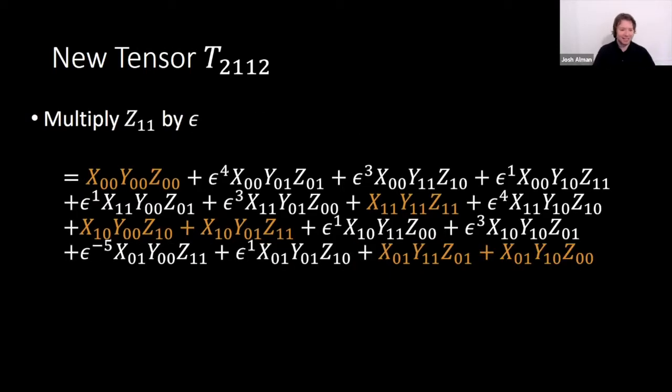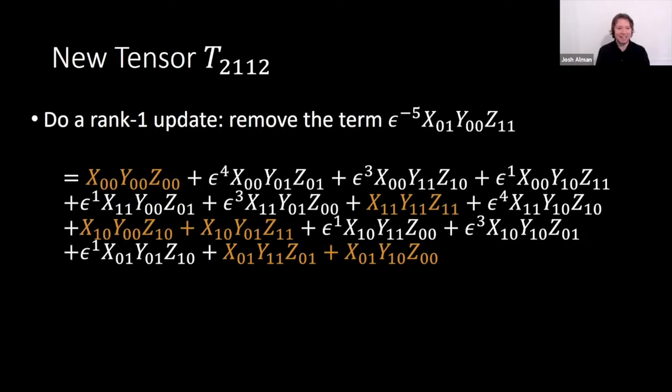So the current tensor has rank 4. So if I just delete one of the terms, the resulting tensor has rank at most 5. Deleting one term changes the rank by at most 1. So now I have a rank 5 tensor where all the orange terms have coefficient of 1 and all the white terms have coefficient of some positive power of epsilon.